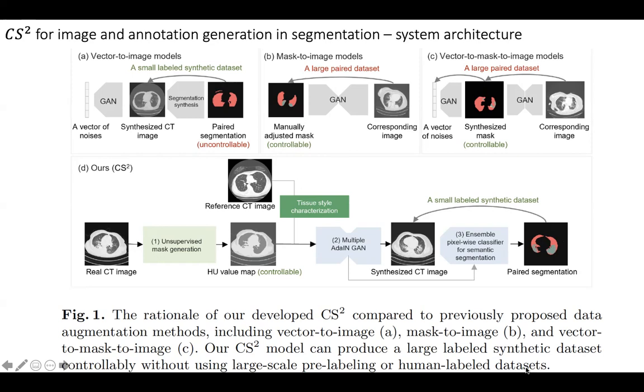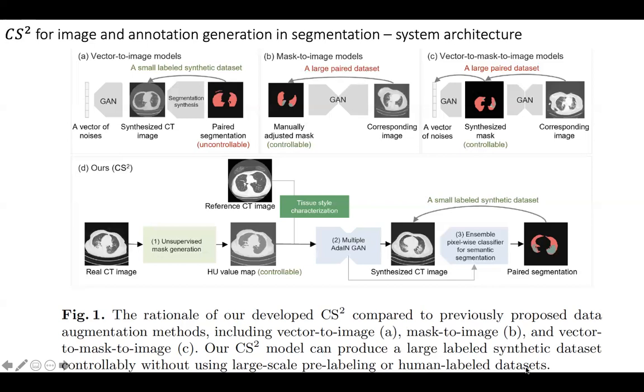In figure C, it shows another approach, the vector-to-mask-to-image model, as indicated by the name. A noise vector is first converted by a generative model to get a synthesized mask, and this synthesized mask is then used to generate a corresponding image. In figure D, the proposed approach is presented here.